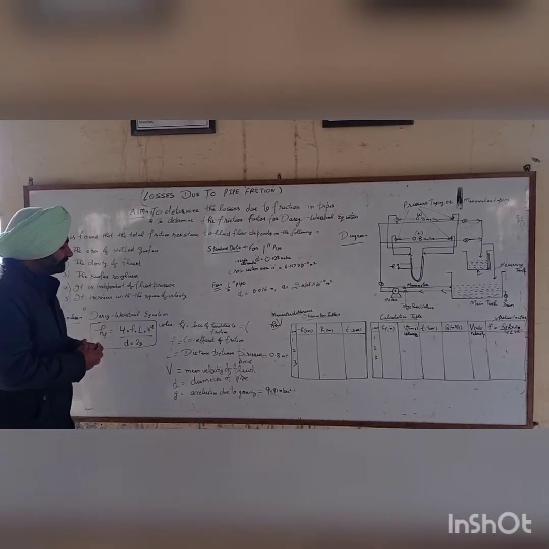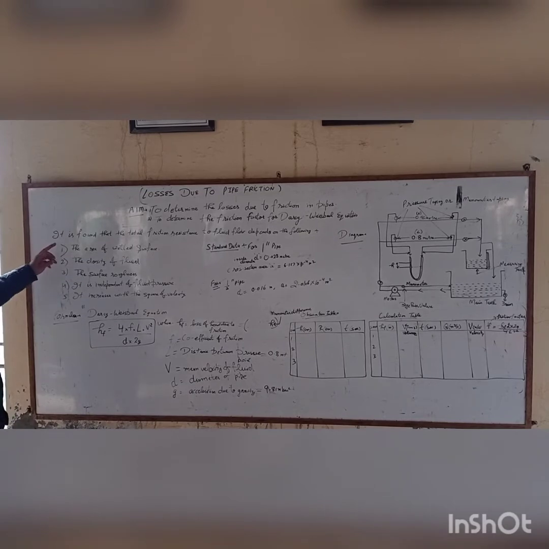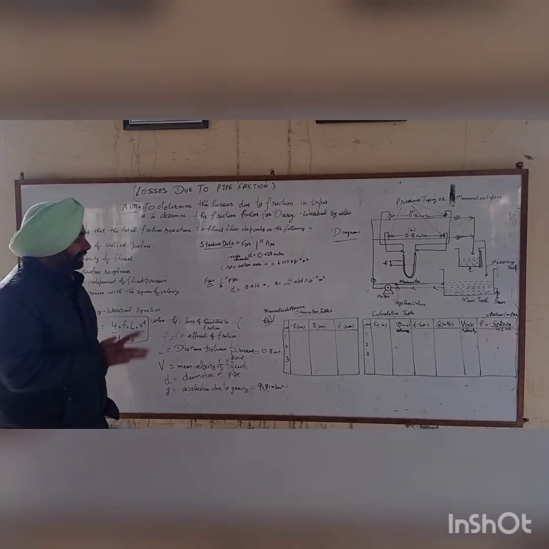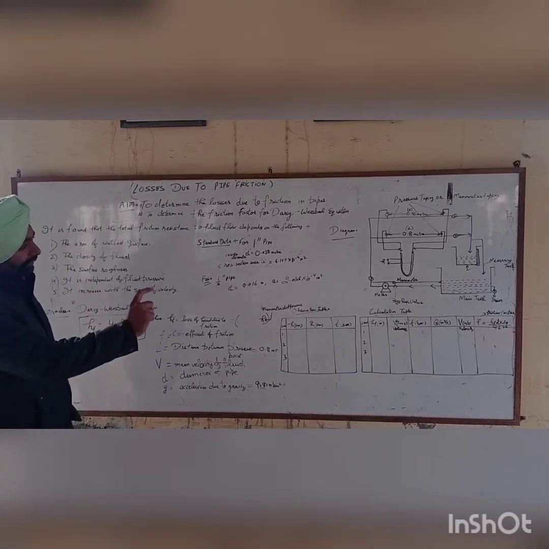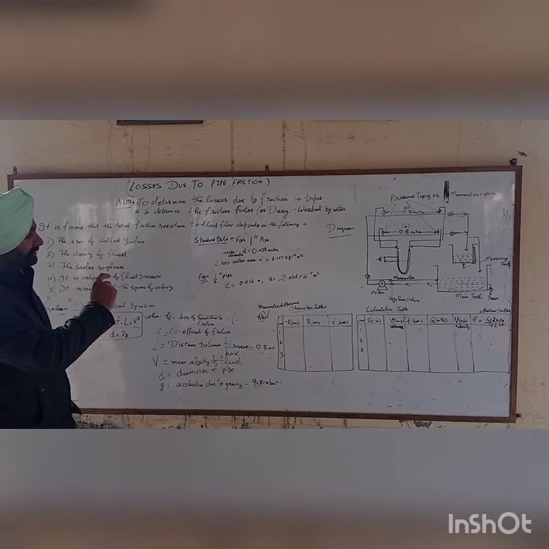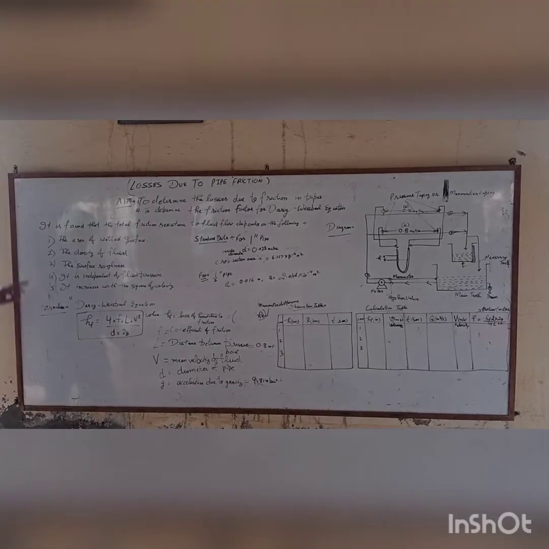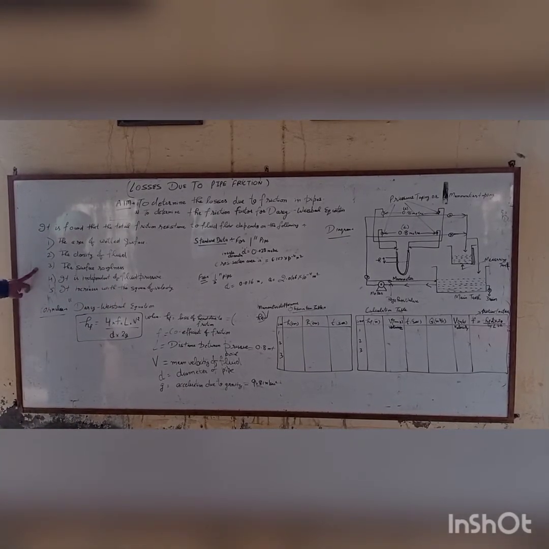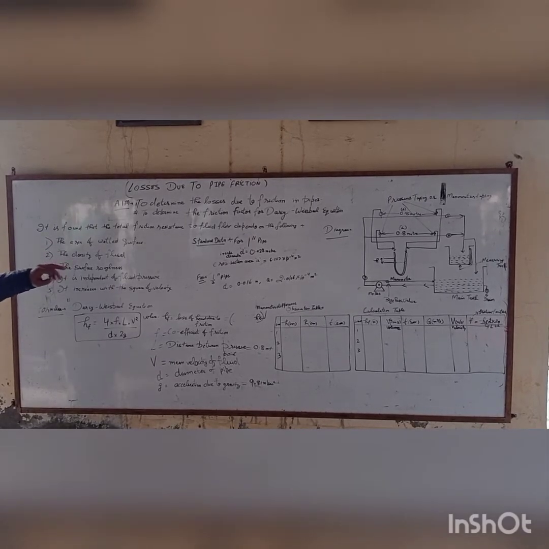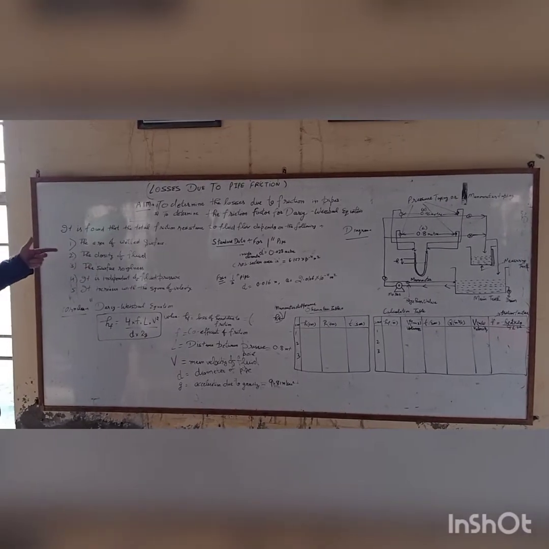In this, it is found that the total friction resistance to fluid flow depends on the following factors. तो जो फ्लूइड फ्लो होगा उसके अंदर किस वजह से जो फ्रिक्शन फैक्टर है कौन से फैक्टर्स के ऊपर डिपेंड करता है. That is, these are the 5 factors on which the friction is depending. First one is the area of the wetted surface. तो जो सरफेस वेट होगा उसके ऊपर डिपेंड करेगा.